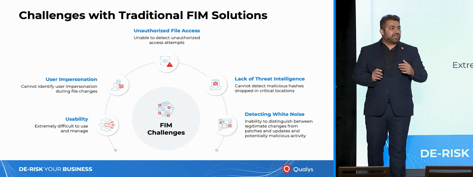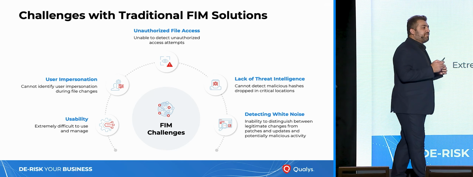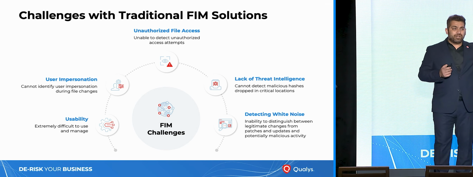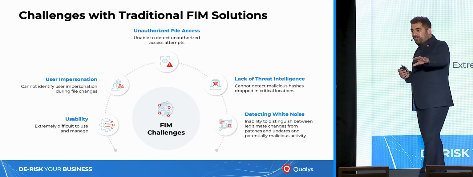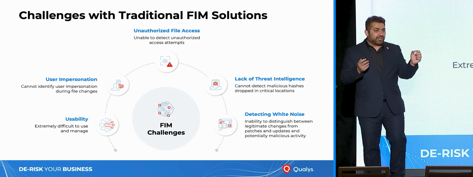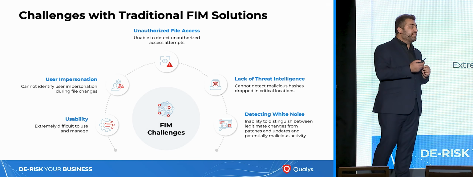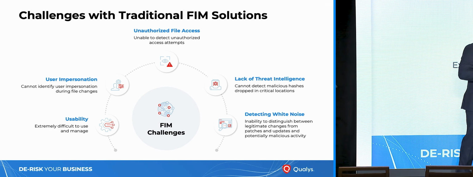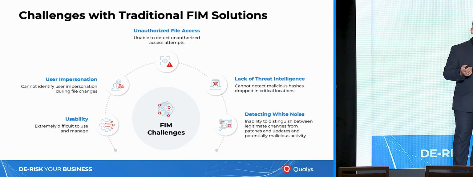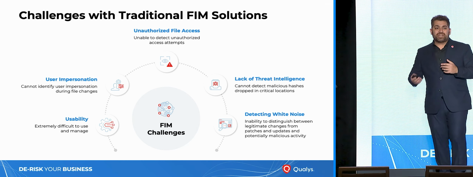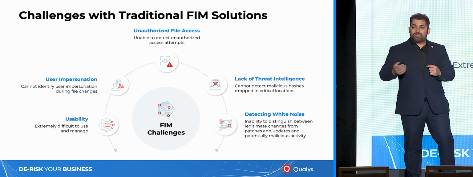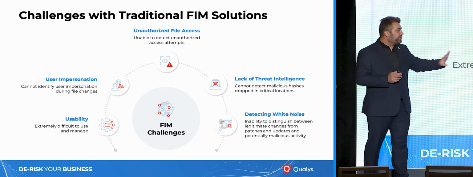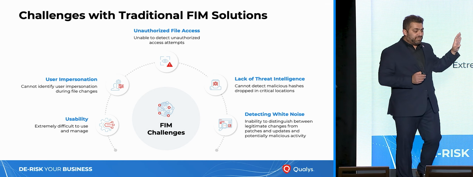There's a lack of threat intel. If I, as a malicious user, add a bad hash in your monitored location, with a traditional FIM solution you will just see a create event, that a file has been created. You will never know that it's a bad hash. And then white noise: if I do the patching, you will get a million events. You will never know that they came from Red Hat or from Microsoft. They are good changes, we can ignore that. Those things are not there in traditional FIM solutions.